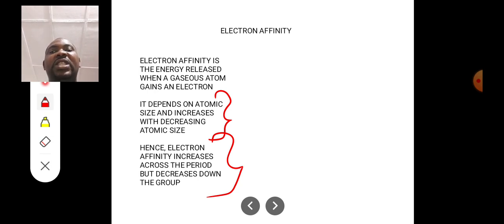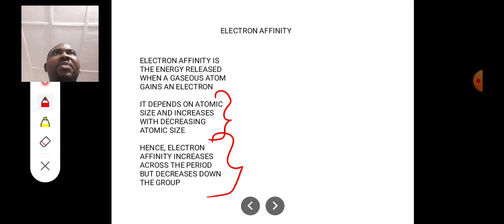Now, put it this way: the smaller the atomic size, the higher the electron affinity. The larger the atomic size, the lower the electron affinity. The smaller the atomic size, the higher the electron affinity. The larger the atomic size, the lower the electron affinity. Okay, so if we can check the size, we can know which one has a higher electron affinity.